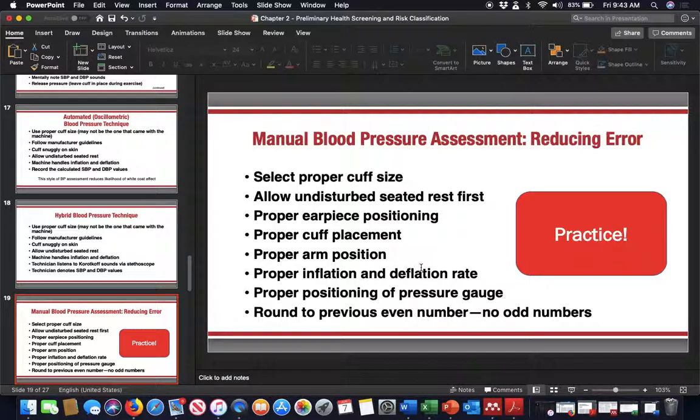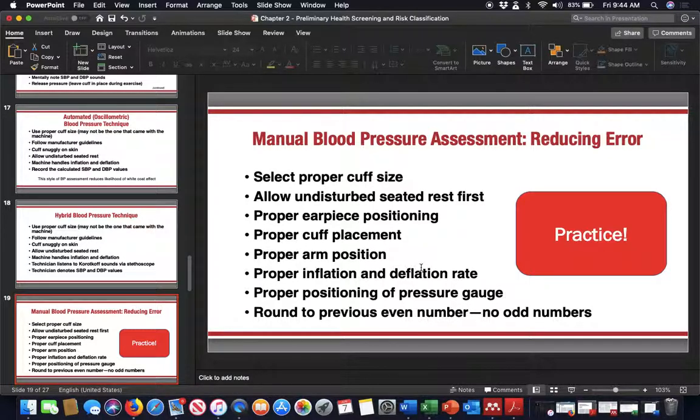This is the problem, though, that with manual, there's a lot of error. So how do we reduce the error? Follow these instructions. Proper cuff size, placement of the cuff, earpiece positioning. Sometimes not having it fully around your ear can cause different sounds to come in. Allow undisturbed seated rest first. So you want that person to sit down, relax, not make so much movement, because that'll change up everything. Inflation, deflation can cause that. Where to position the pressure gauge, because then you can't see the right things.